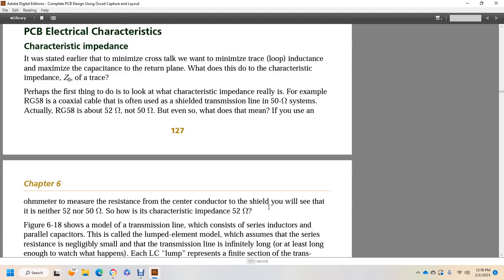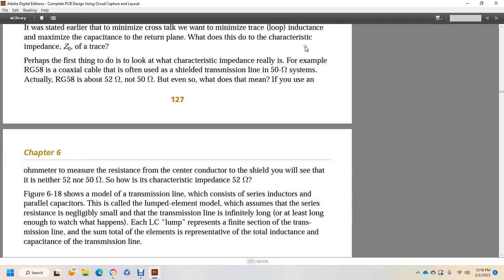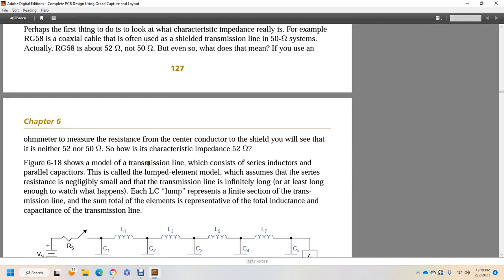If you use an ammeter to measure the resistance from the center conductor to the shield, you'll see that it is neither 52 nor 50 ohms. You see, the character of the impedance of the 52 ohm line, in figure 6.18, is modeled as a transmission line consisting of a series of inductors and parallel capacitors, a lumped element model. Assume the series resistance is negligible; it will be small in a transmission line that is infinitely long, or at least long enough to watch what happens.